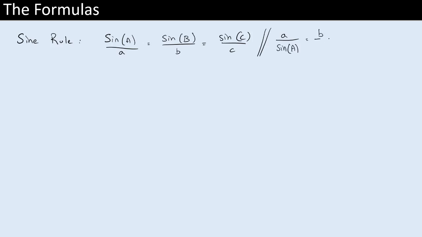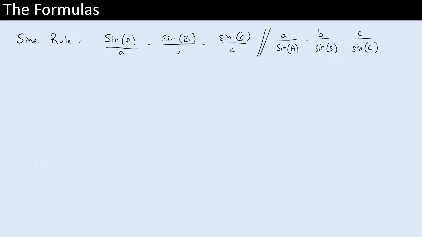There's the sine rule. Okay, the sine rule involves your sines, and it can be written sine capital A over little a is sine B over little b is sine capital C over little c. You may see this written the other way round. You may see it as little a over sine A equals little b over sine B equals little c over sine C.